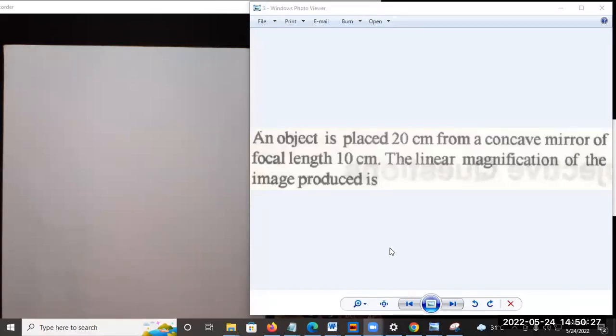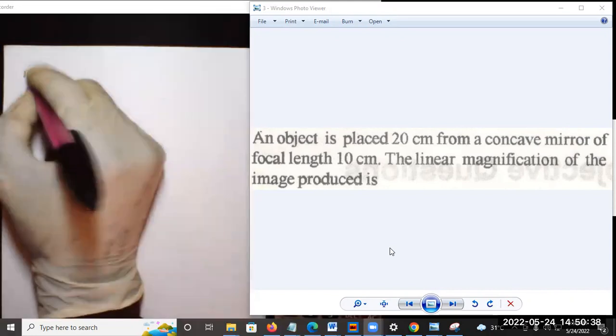An object is placed 20 cm from the concave mirror of focal length 10 cm. The linear magnification of the image produced is? In this question, we are looking for the magnification M.